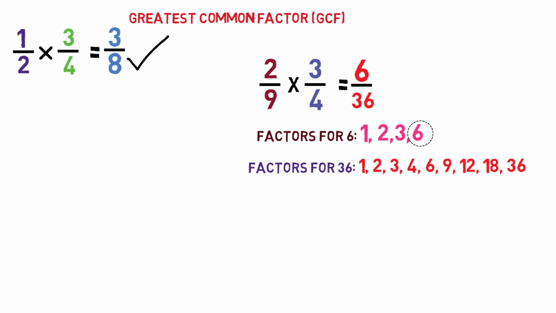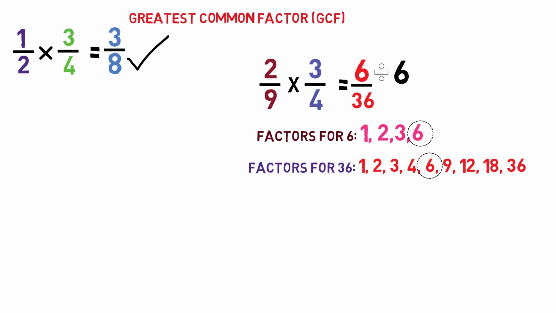So the greatest common factor that both numbers share is 6. Greatest refers to the biggest common factor. These numbers share multiple common numbers, but the greatest is 6.